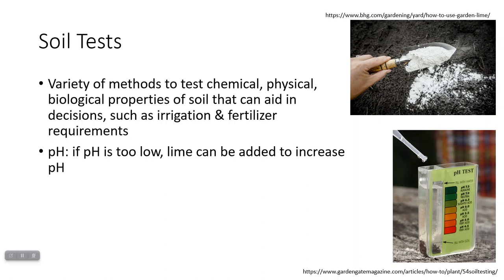A few of the major things that you test are pH. If the pH is too low and the soil is too acidic, certain plants won't grow. So you can do something like adding lime, for example, which is this white stuff up here. This is lime. Not lime like, limón like the fruit. Lime is a chemical that can increase the pH of your soil and therefore make it easier for certain crops to grow.